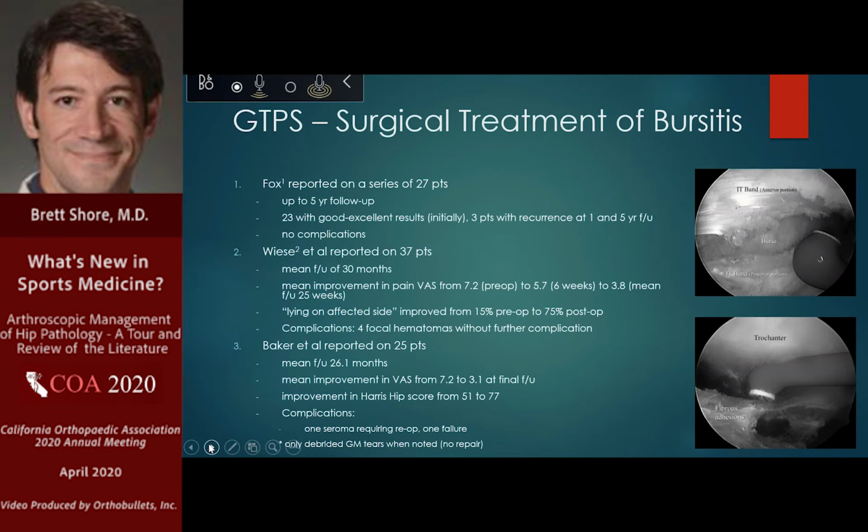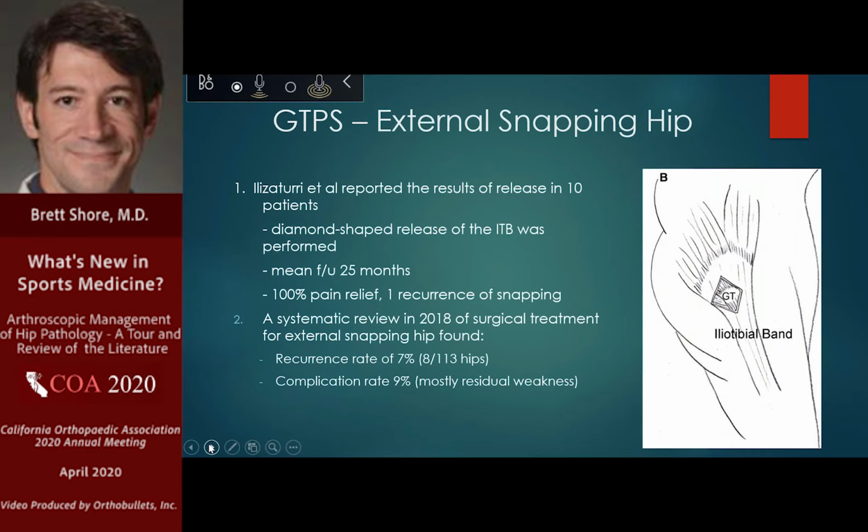So in terms of surgical treatment, because that's what we're mainly here to discuss, there have been several studies reporting the results of surgical treatment of trochanteric bursitis. Fox, Weiss, and Baker all reported overall good results in this patient population. The most interesting finding, I think, from these studies was that Baker's paper describes identifying a number of gluteus medius tears. He didn't repair any of them, and they just debrided them, and somehow these patients all did well, which is impressive.